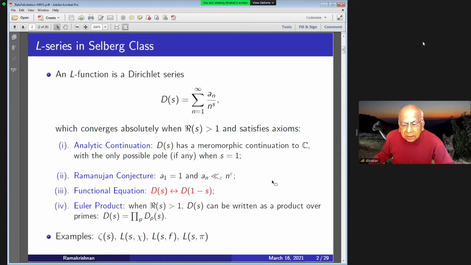And for the forms that I will be considering, there will be holomorphic forms that keep appearing in some cohomology. So one knows this conjecture in that case, by joint work of several people. I'm also going to assume the functional equation, which is normalized from s to 1 minus s. And then it has an Euler product. And then, of course, you have the standard examples.